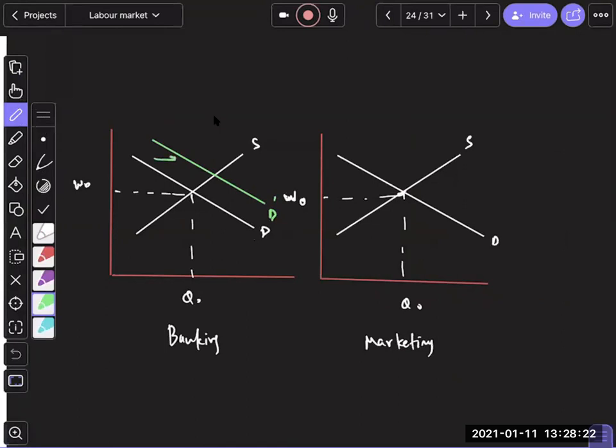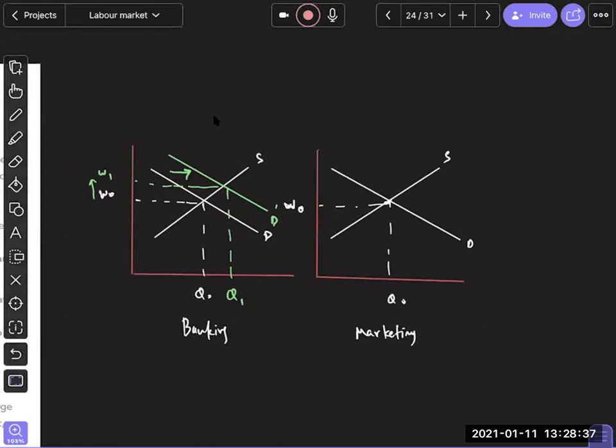Because of the rise of demand in banking, guys, the wage is going up. Because of this rise in demand from banking, you can see suddenly banking is paying you more. So more people are wanting to work. But where will these people come from? Where will these people be coming from? Anyone? Any guesses? Where will these people be coming from?